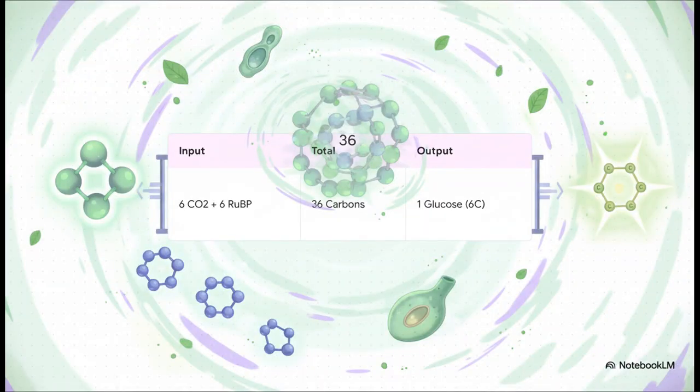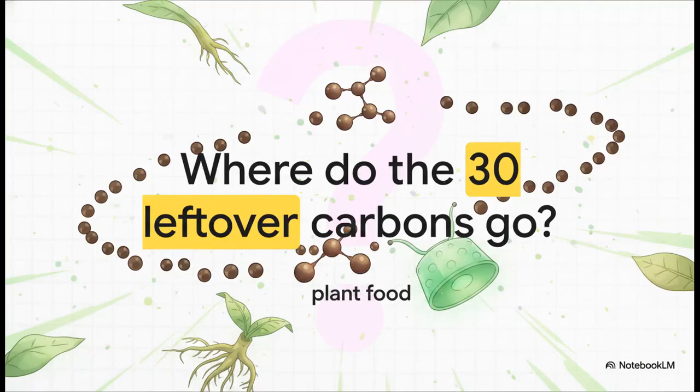Let's slow down just a second and walk through this precise carbon math step by step, because it beautifully illustrates the efficiency of nature. If we input 6 CO2 molecules, well, that's 6 carbons. If we input 6 RuBP molecules, remember, those have 5 carbons each. That's 30 carbons. Add them up, and we've got a total pool of 36 working carbons on our factory floor. But check out our output. One single molecule of glucose only requires 6 carbons to build. So out of our massive pool of 36 carbons, we only use 6 for the plant's food.